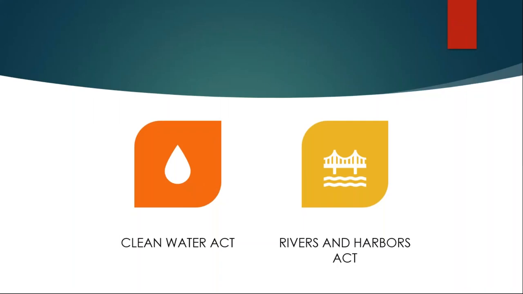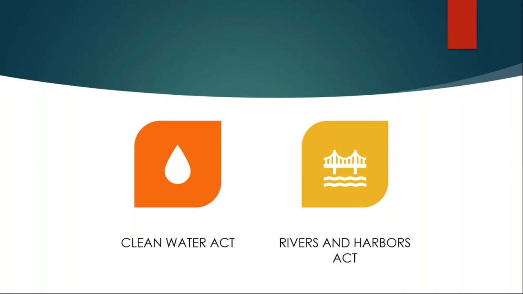Specifically for the protection of wetlands and other surface waters, at the federal level, is the Clean Water Act and the Rivers and Harbors Act. The Clean Water Act establishes the basic structure for regulating discharges of pollutants into waters of the U.S. and regulating surface water quality standards. The Army Corps of Engineers administers the 404 permitting under the Clean Water Act.